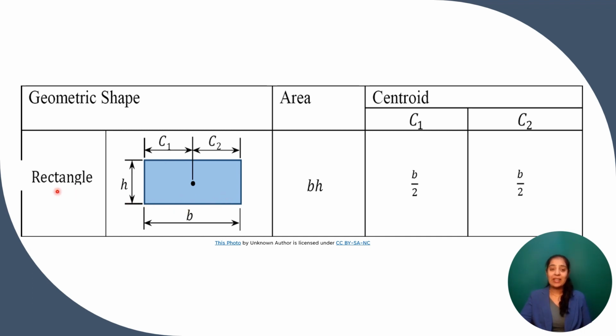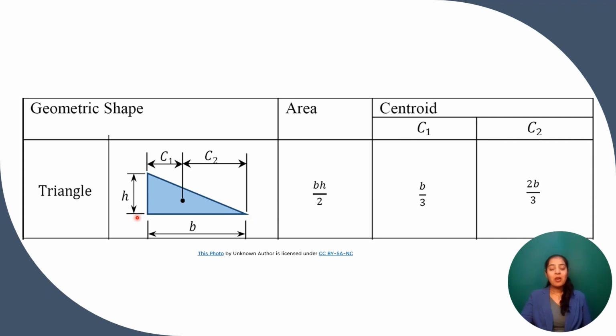So, for rectangle, its B is breadth and H is height. So, you already know area is B into H. Then C1 is B by 2 and C2 is also B by 2.